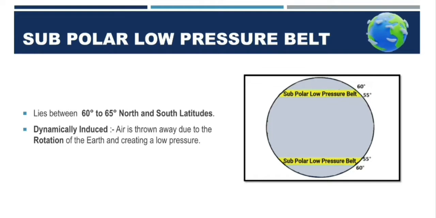The subpolar low pressure belt, found between 60 to 65 degrees northern and southern latitudes, is formed due to the throwing out of the air from this region by intense Coriolis force.